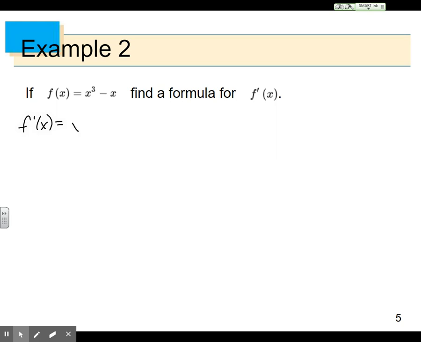Oops, I'm sorry, I got that written down. Let me go ahead and write it as a limit: as h approaches 0 of f of x plus h minus f of x all over h. So replacing what I know now, I've got to plug in x plus h for both of these x's. So that's going to be x plus h cubed minus x plus h.